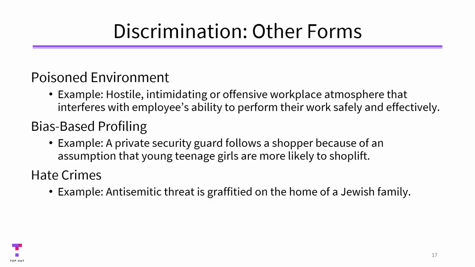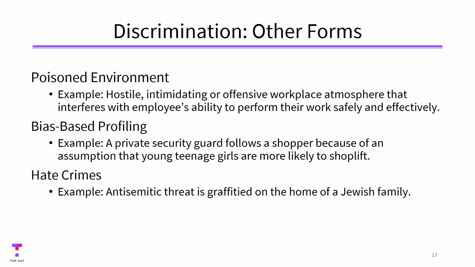So the fourth form of discrimination discussed is poisoned environment, often in a workplace. A workplace may become hostile or intimidating, or there may be offensive behavior that interferes with an employee's ability to perform their work safely and effectively.